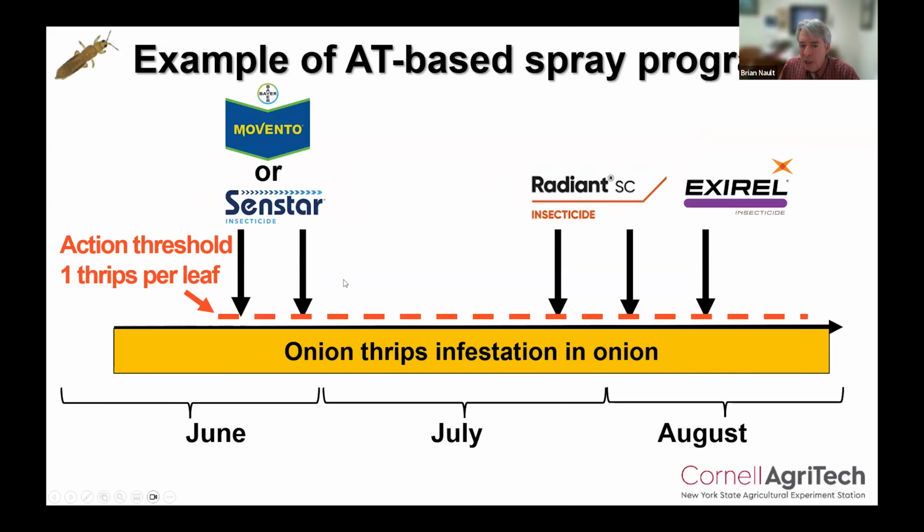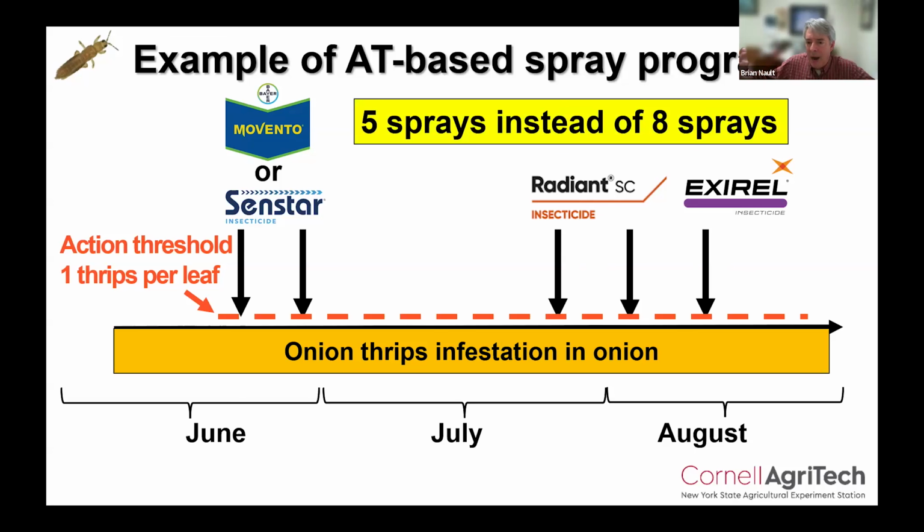10 days apart. You then ride the momentum of Movento, right? Where you don't need to spray anything maybe for 2 weeks, maybe 3. The population finally gets up to 1, and then maybe use Radiant a couple times, maybe Exral at a pint rate, and then you're done for the season, okay?